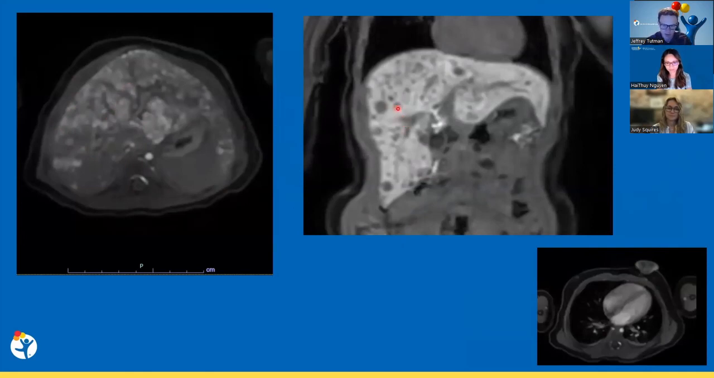This kind of brings up another discussion point of what contrast agent you use for MRI. So you can see we use EUVIS for all of our liver MRIs. Do you guys have a preference as far as EUVIS versus something like multi-hands or another contrast agent?